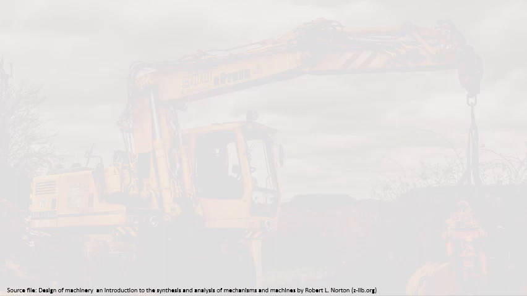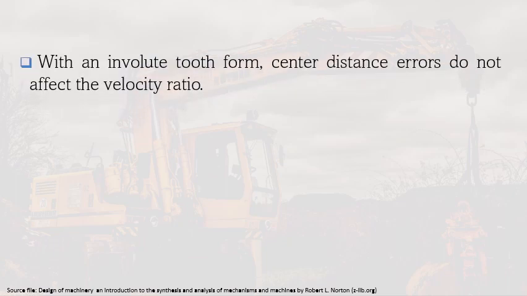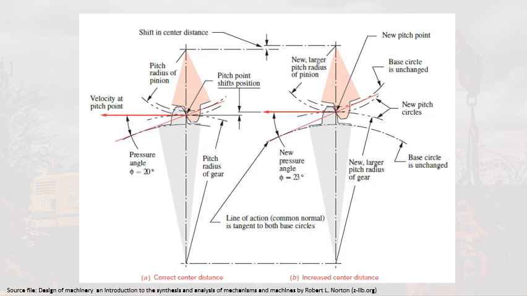This is the principal advantage of the involute over the other possible tooth forms, and the reason why it is universally used for gear teeth. So this is the reason why we designed the tooth using the involute tooth form that I illustrated a while ago, because even if the center distance has some error, it does not affect the velocity ratio. So that's one of the advantages of using the involute tooth form.